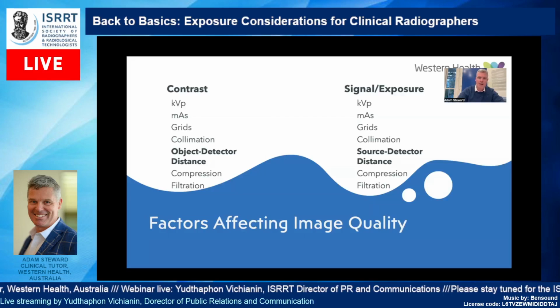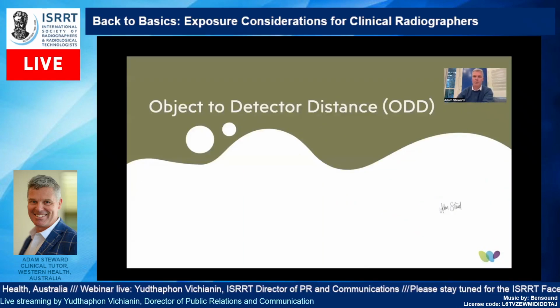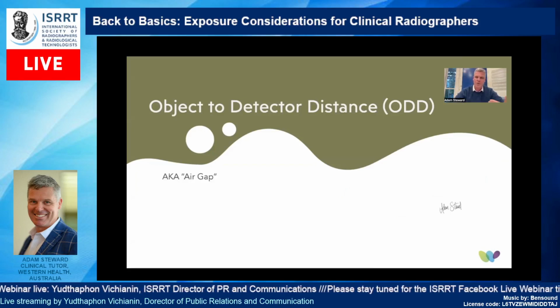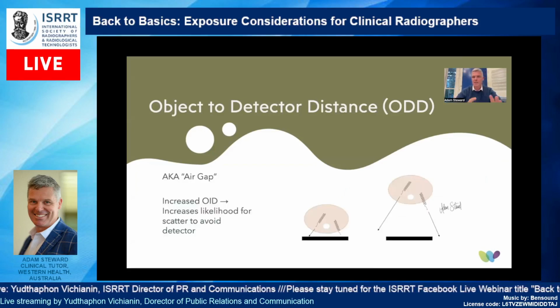Okay, if we look at distance now, I'm not going to focus too heavily on the object detector distance. It's also called an air gap. Basically, the theoretical process is the further the image is away, the more likely scatter is to miss the detector. It's a bit of a scatter reduction technique. But clinically, I certainly haven't seen or heard of that being used to any great advantage. It may be done, but you obviously need larger SDDs and so forth to accommodate that. So I'm not really going to focus on that here.